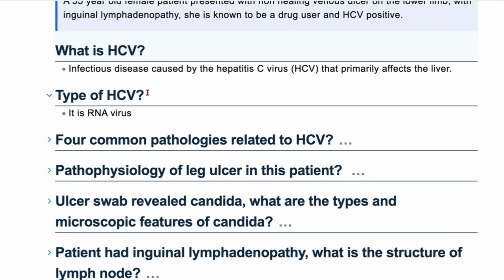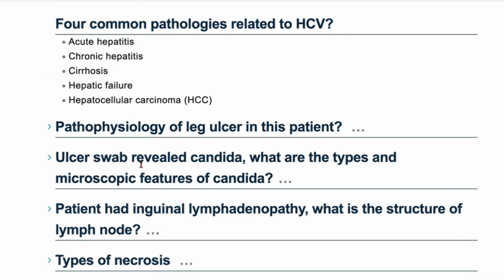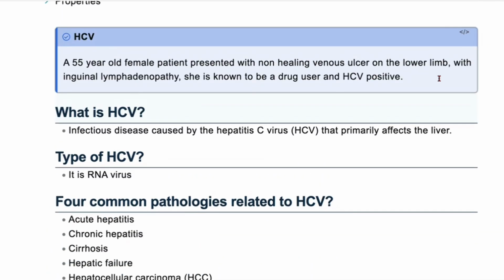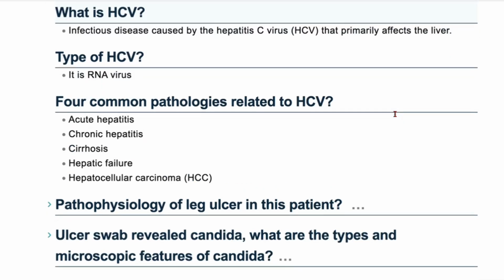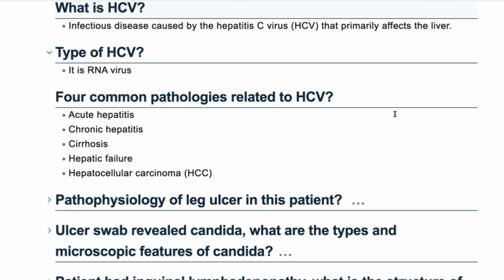Yes. The type, we said it's an RNA virus. What are the four common pathologies related to HCV? So you've got acute hepatitis, chronic hepatitis, liver cirrhosis, and hepatocellular carcinoma. Perfect. What's the pathophysiology of leg ulcer in this patient who was 55 female, presented with a non-healing venous ulcer in the lower limb, with inguinal lymphadenopathy, and she's known to be a drug user and HCV positive? So the pathophysiology here for the venous ulcer is that she should have potentially... Sorry, I don't know. Can we move on to the next question? Yeah, that's fine. We're going to go back to it at the end.